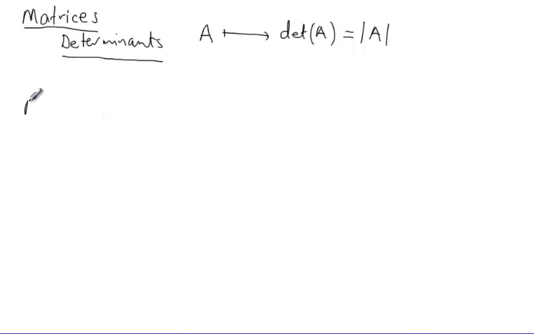Let's say we've got an A which is equal to 1, 3, 3, 2, 2, 1, minus 2, minus 1, and 4. That's a matrix.